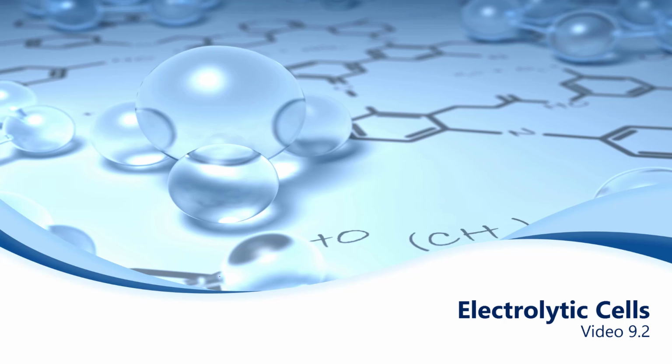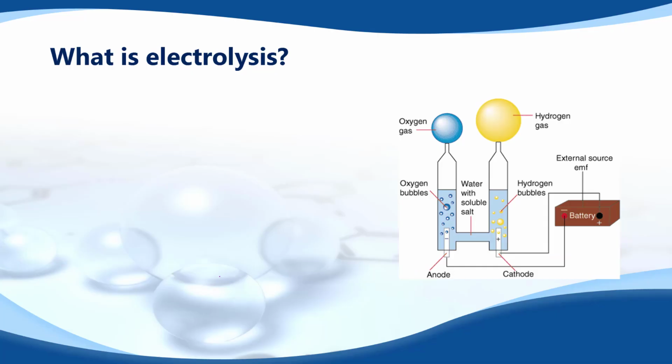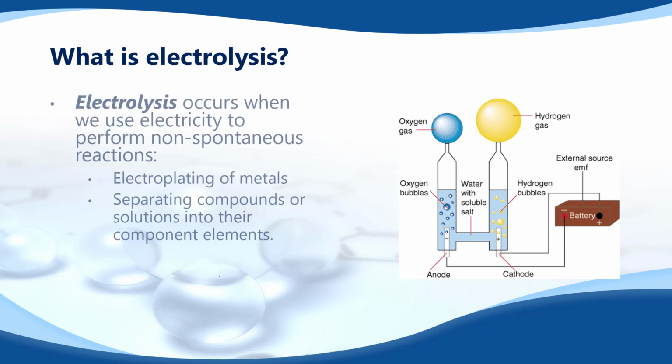So previously we discussed voltaic cells in which a spontaneous chemical reaction produces an electrical current. Electrolysis is the opposite. In this case, we're going to use an electrical current to drive some non-spontaneous reaction. One of the two common uses, which you see in the diagram over on the right, is the electrolytic decomposition or separation of a compound into its individual elements.